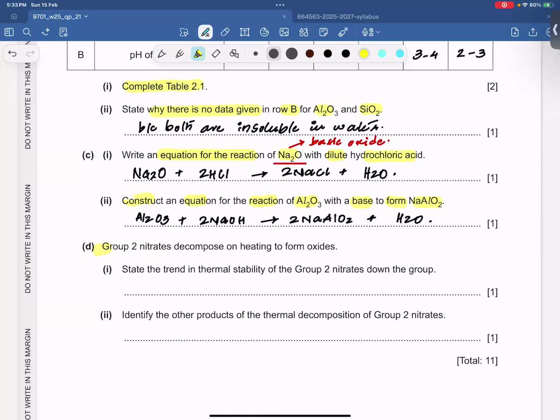Group 2 nitrates decompose on heating to form oxides. State the trend in thermal stabilities of group 2 nitrates. Thermal stability increases down the group.